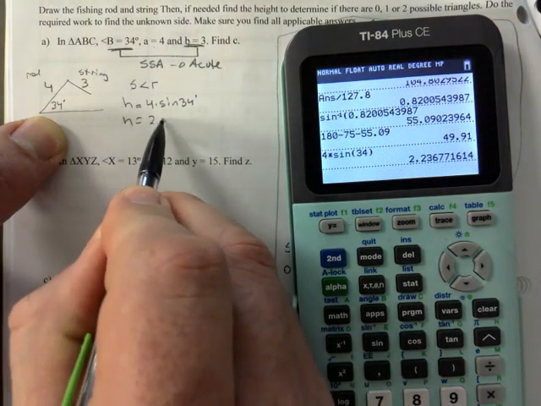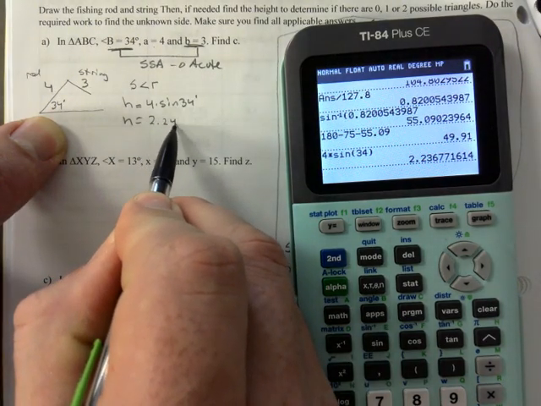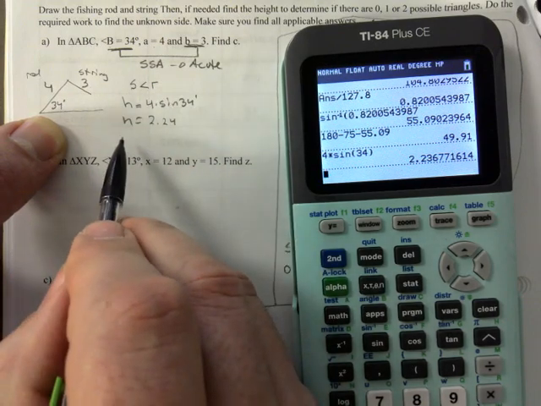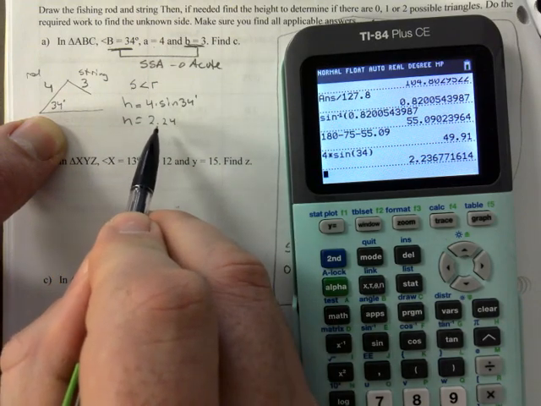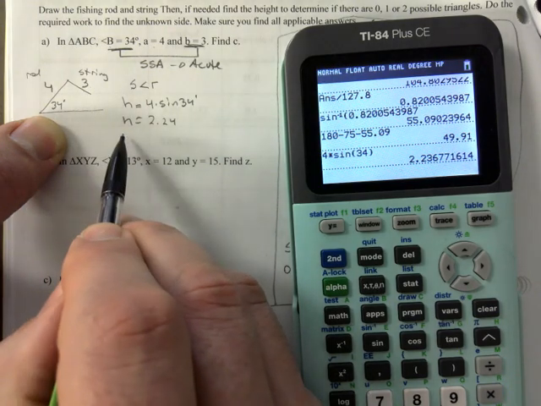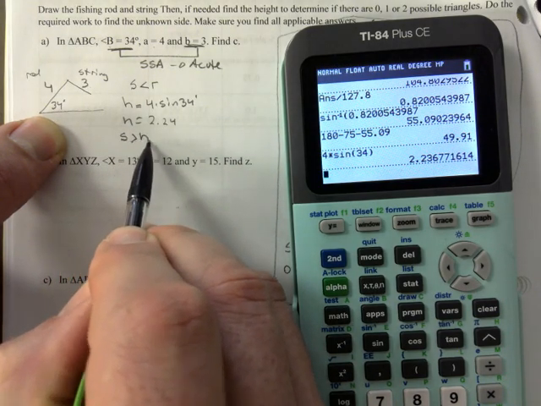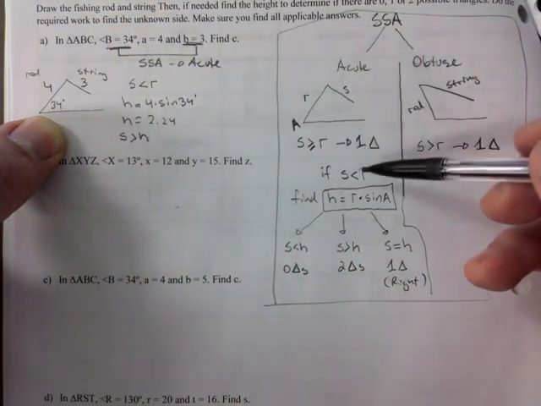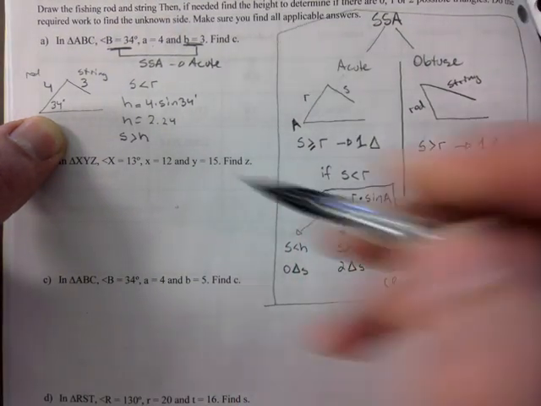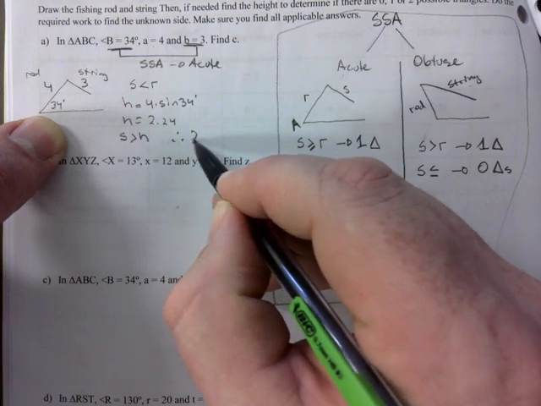That's 2.24. We don't have units, so we'll just leave it. So that's 2.24, the height. We now recognize that the string is greater than the height. So if you look at my flow chart, if the string is greater than height, you say there's 2 solutions.